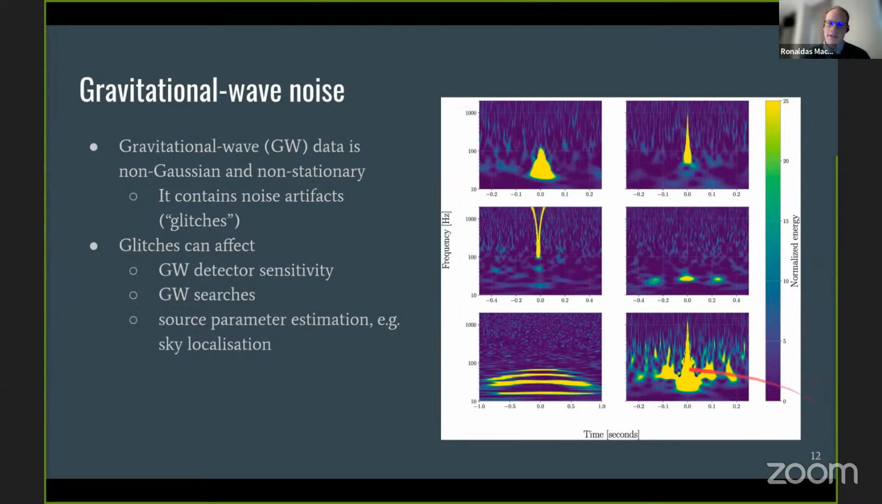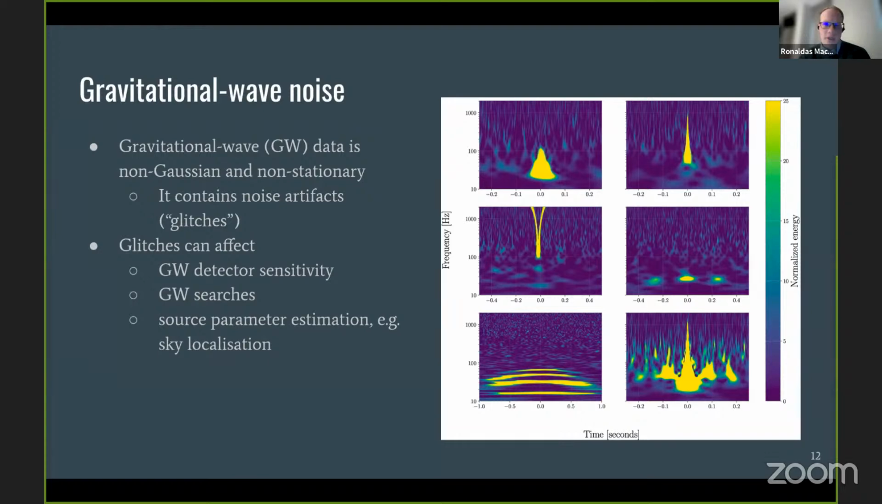Here on the right-hand side, you can see different types of glitches. There's a huge range of glitches, actually many more types than what you can see here. For example, we have short duration, high bandwidth glitches, which are called blips. Then you have long duration, small frequency bandwidth signals right here, or really messy glitches like that one. So there's a huge range of glitches in gravitational wave data.